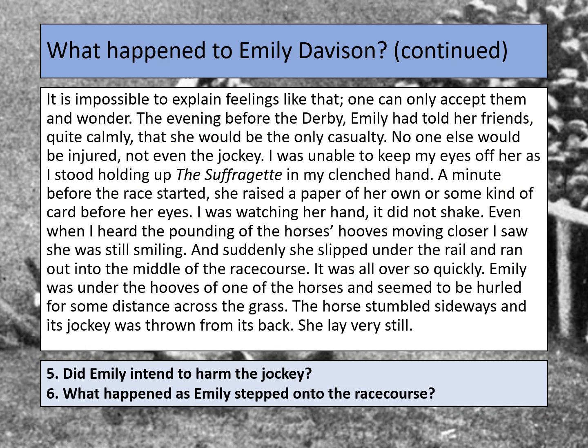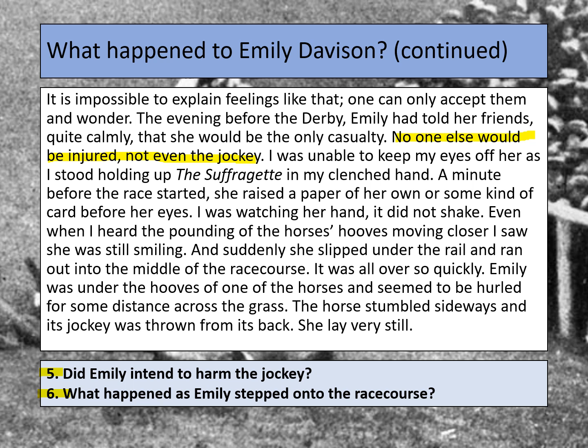Okay, guys, so question 5 then we're going to look at now. Did Emily intend to harm the jockey? And the answer is no. She'd actually stated that no one else would be injured in this event, not even the jockey. Okay, so that's important for that one. Number 6, what happened as Emily stepped onto the race course?